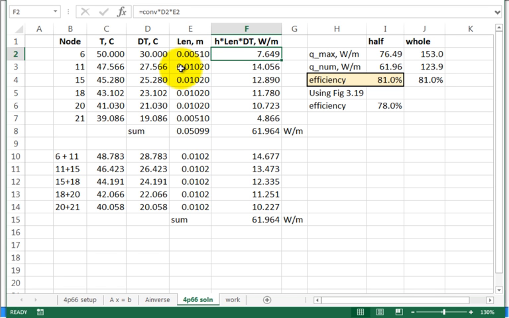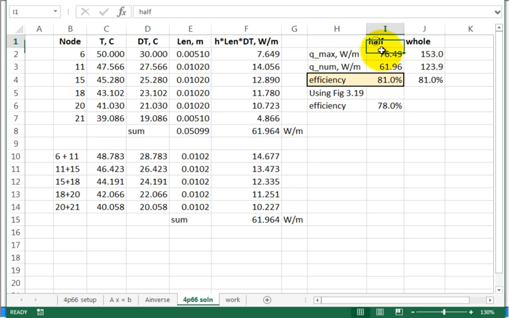That comes off of node 6, node 11, node 15. I sum them all up. I get 61.964 watts per meter. Make sense? So actual is 61.96 watts per meter. What about the maximum? Well, the maximum's kind of easy. You just take the delta T at the base, 30, times the whole length, times the convection coefficient, and it comes in at 76. I take the ratio for the efficiency.